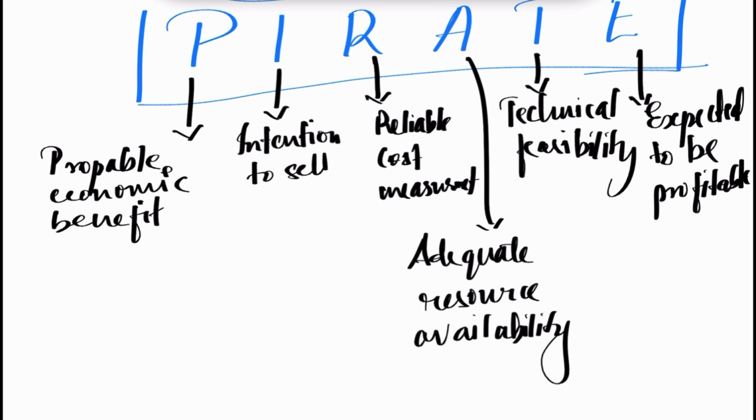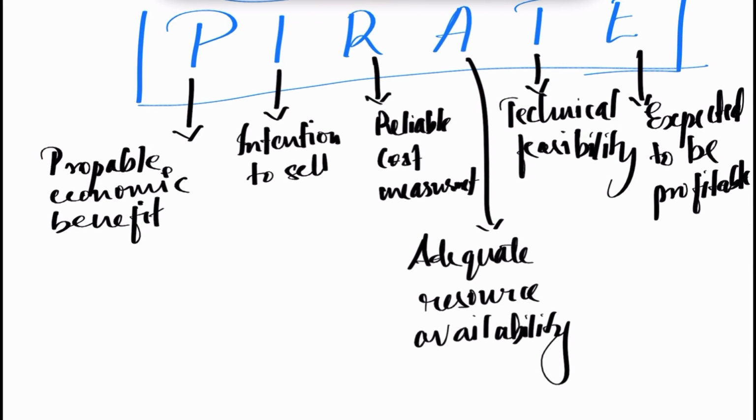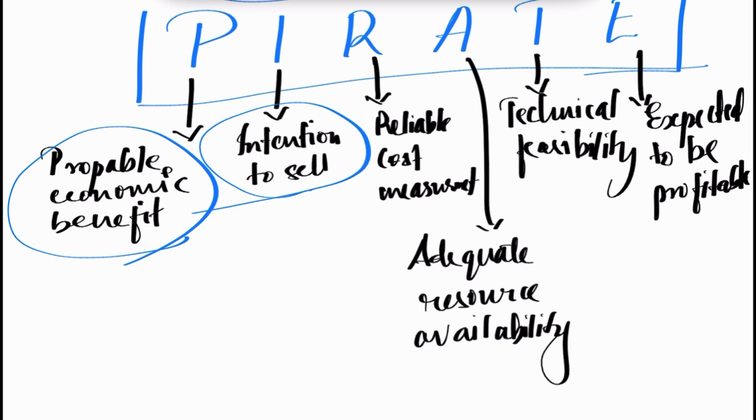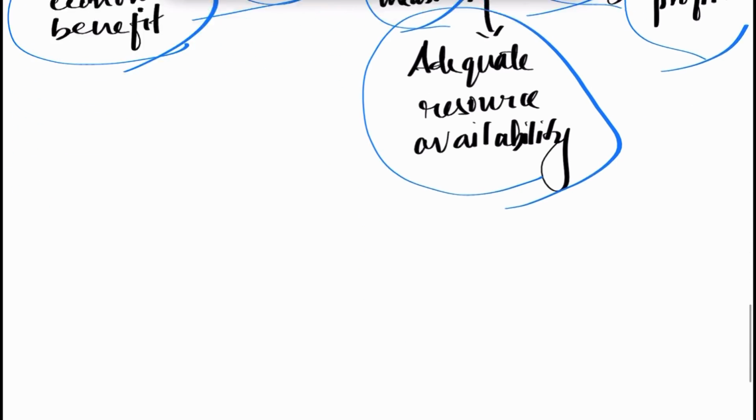Okay, so these are the criteria which have to be met for capitalizing the development cost. There should be probable economic benefit, then intention to sell, then reliable cost measurement, adequate resource availability, technical feasibility, expected to be profitable. These criteria should be met. Development cost can be capitalized. Otherwise, it will be expensed in the statement of profit and loss.